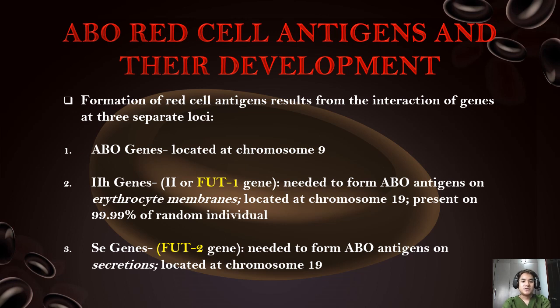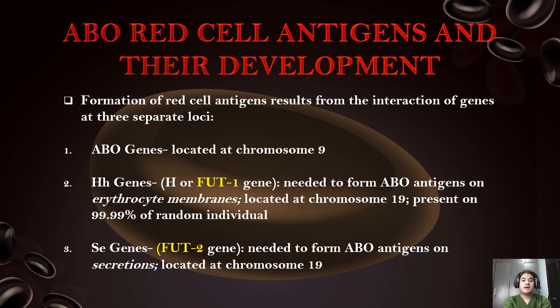H genes, also known as the FUT1 gene or fucosyltransferase 1 gene, are located on chromosome 19 and are needed for the formation and development of the structural composition of your ABO antigens that are present on your erythrocyte membranes, meaning to say they are present on your RBC membranes. Next, SE genes are also located on chromosome 19. They are needed for the formation of ABO antigens on soluble substances, or your body secretions or body fluids.